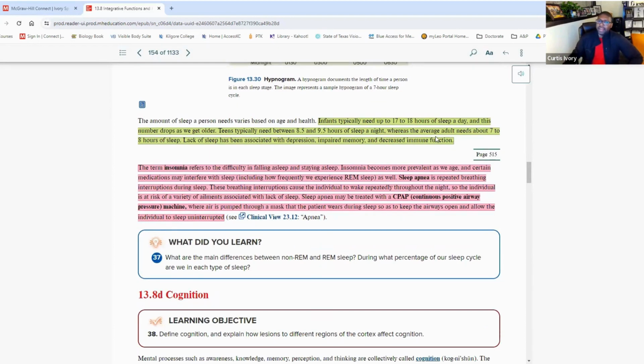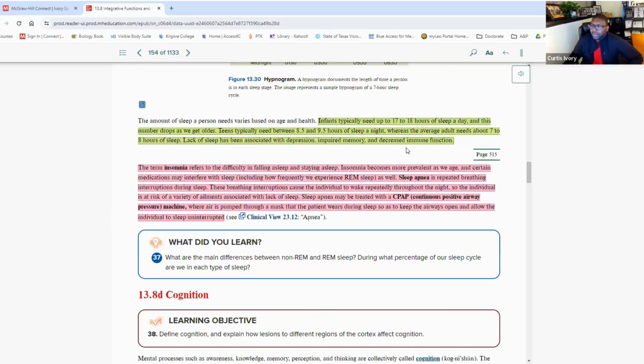Interestingly, infants usually need about 17 to 18 hours of sleep a day, but this drops as we get older, of course. Typically teenagers, which I know most of my students are, need about 8.5 to 9.5 hours of sleep a night on average. Do understand this is textbook numbers. I know everyone's body is different. But as you become an adult, about 7 to 8 hours of sleep is usually about average.